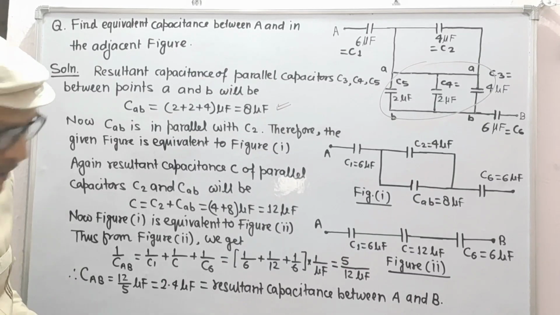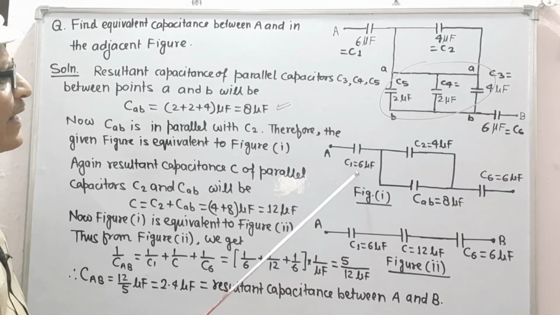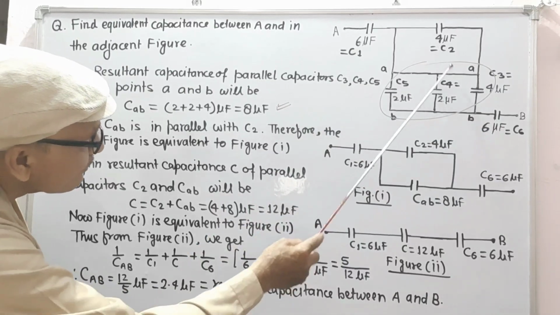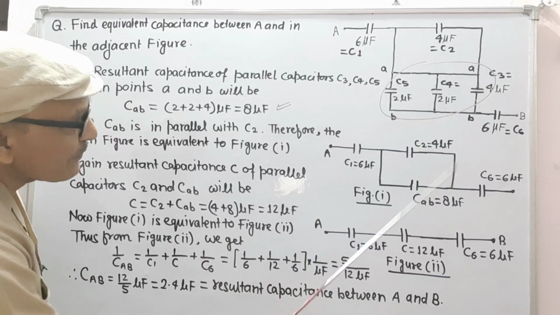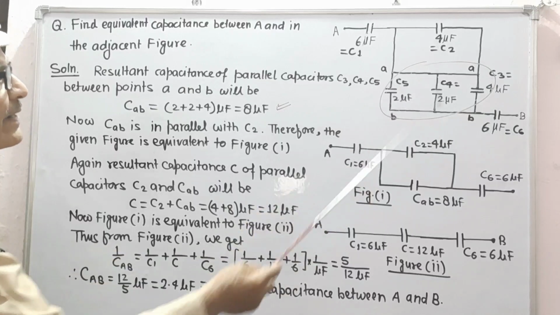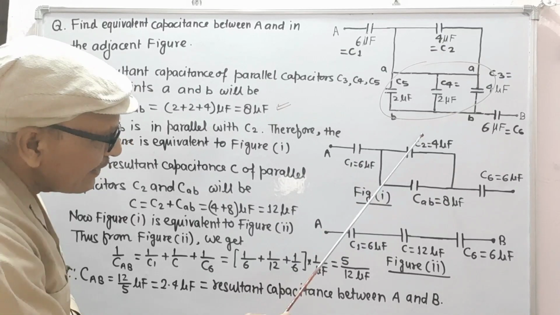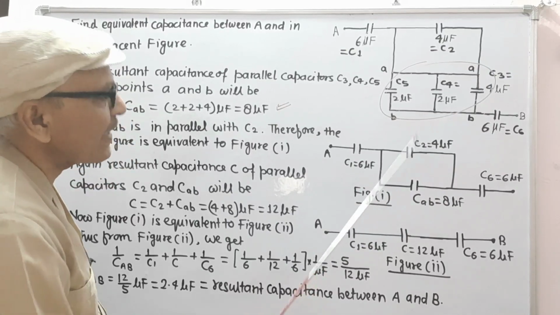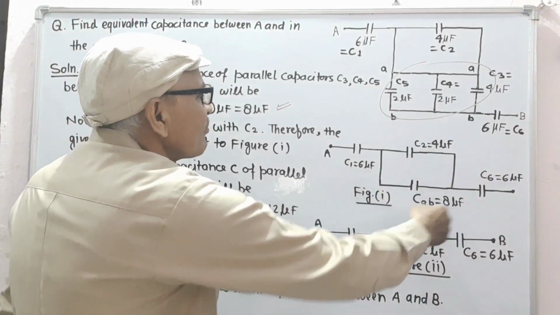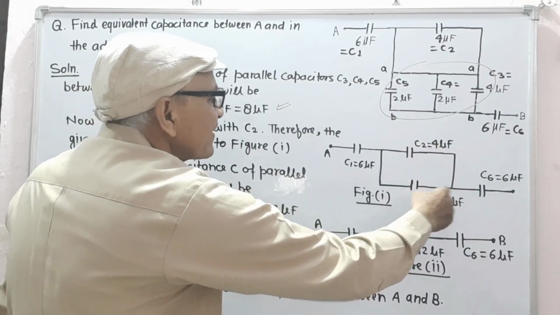Now, this circuit may be redrawn by its equivalent circuit as in figure 1, that is C1, this is C2 and this is CAB and this is C6, means this circuit is equivalent to this circuit. Now again in figure 1, C2 and CAB are in parallel. Therefore, suppose their resultant is C, which will be equal to C2 plus CAB.